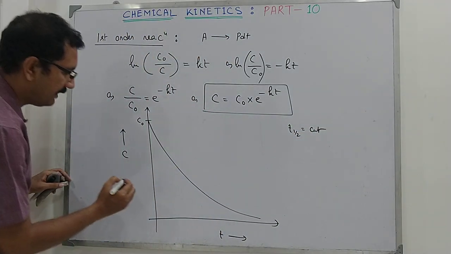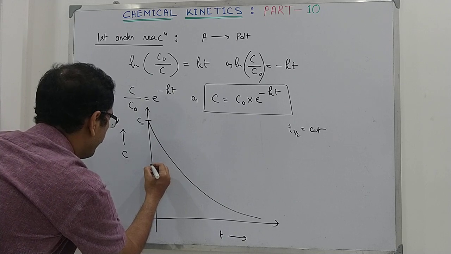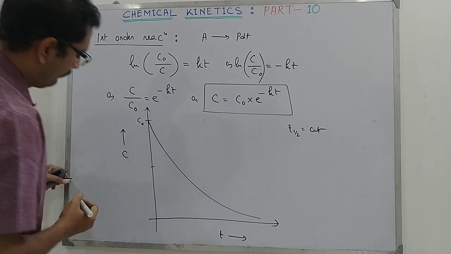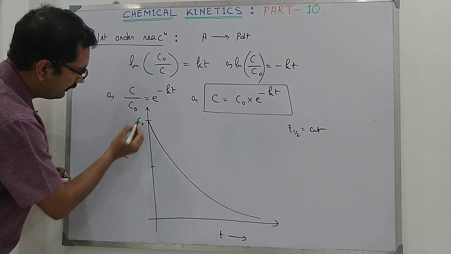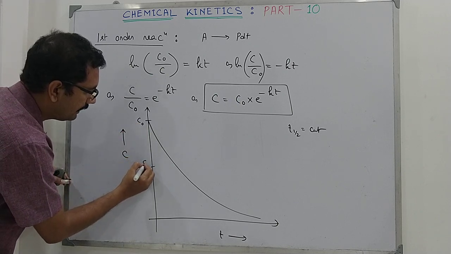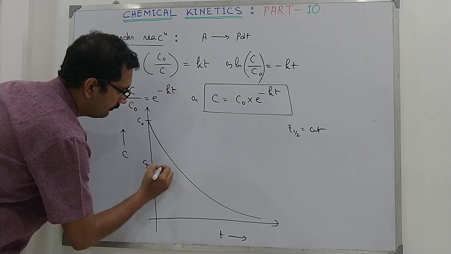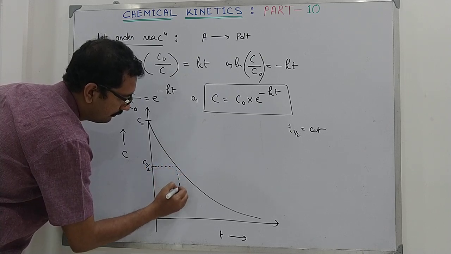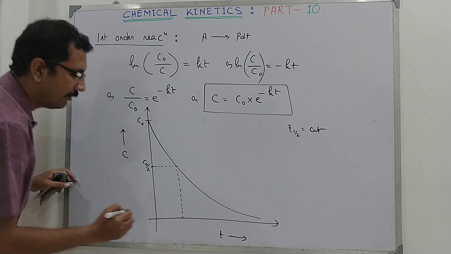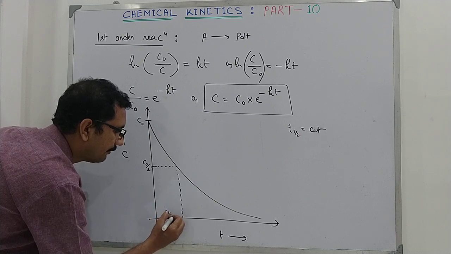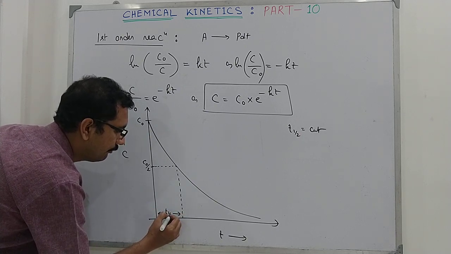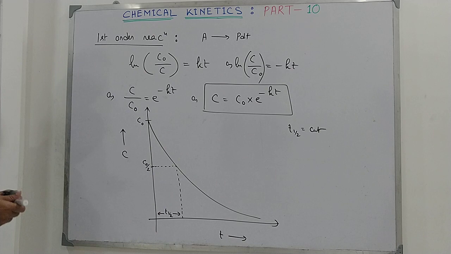Now what is half-life? It is not to scale. See, if this is C0, then this is C0 by 2. So the time required for this 50% completion will be T half. So this segment we can call T half.